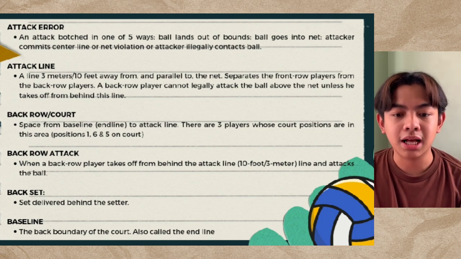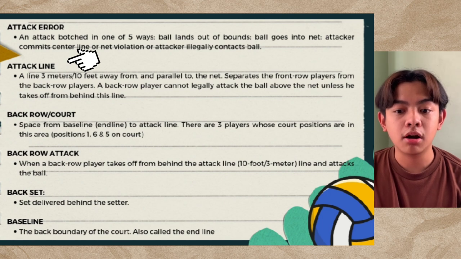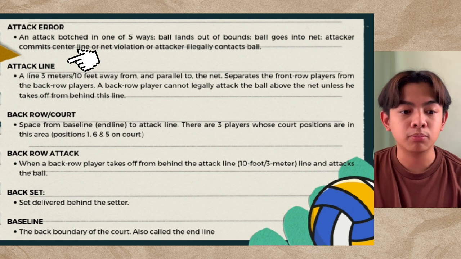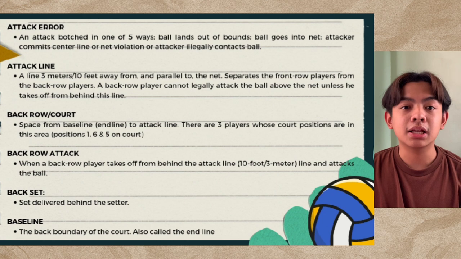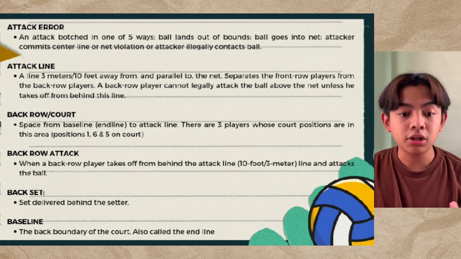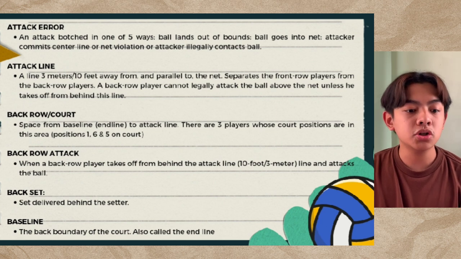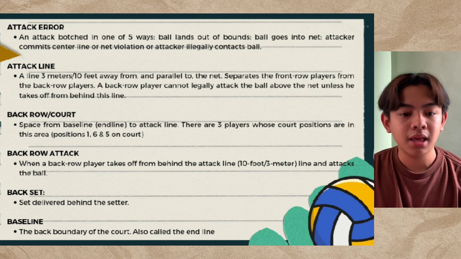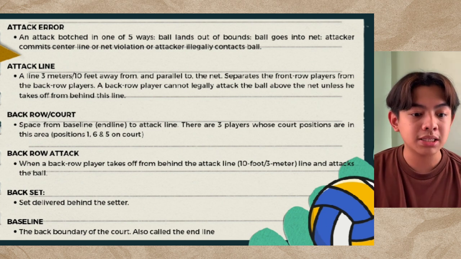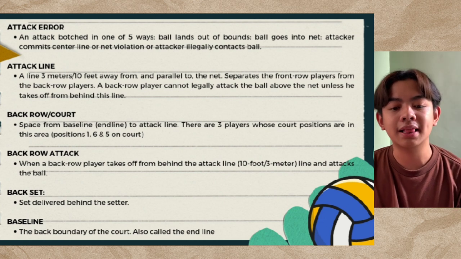And the next is attack line. A line 3 meters or 10 feet away from and parallel to the net separates the front row players from the back row players. Attack line, ito yung white line sa gitna ng iyong court area, separates the team players in the front row and the back row. Positions 1, 5, and 6 play in the back row behind the attack line, and players 2, 3, and 4 play in the front row near or in front of the attack line.